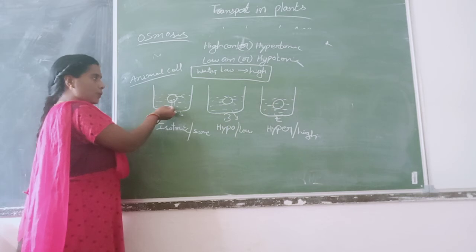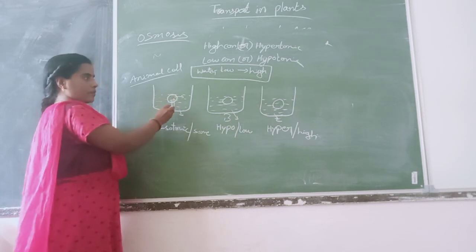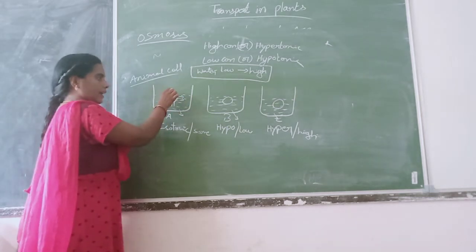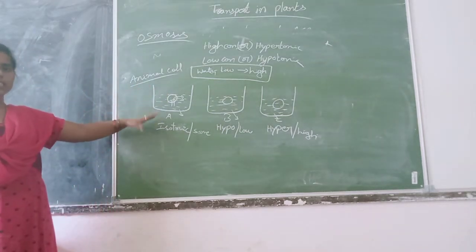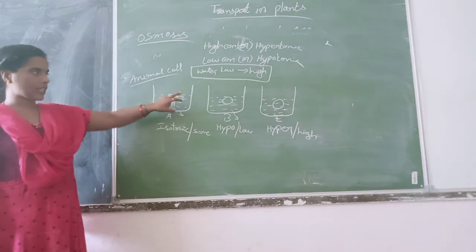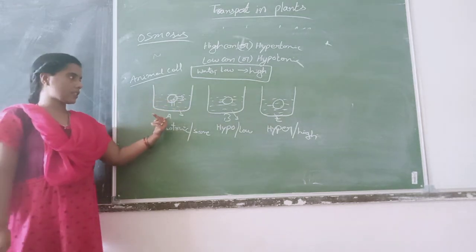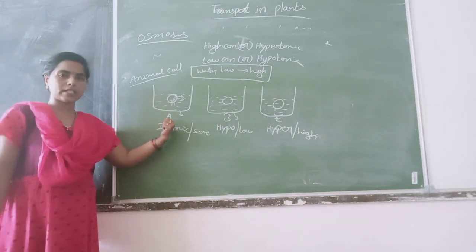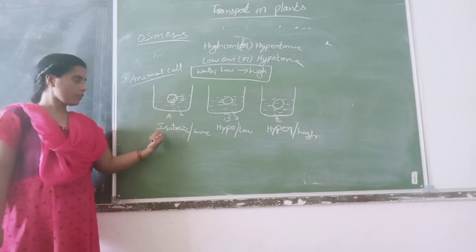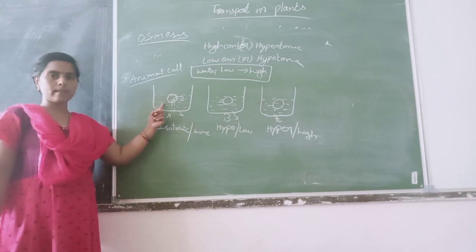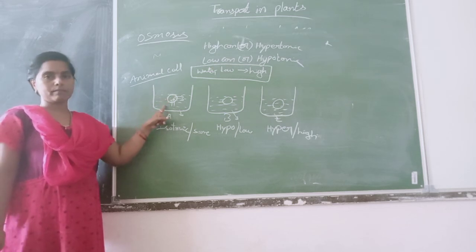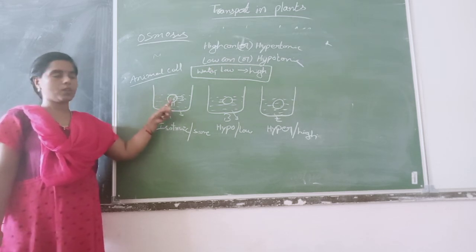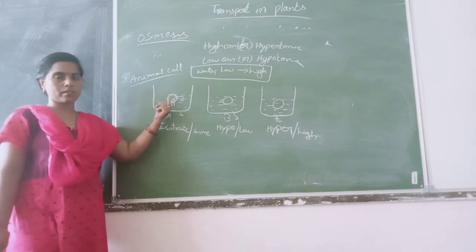Suppose 2 molecules enter. The same number, 2, will again be released into the solution. So no change takes place in this first animal cell which is placed in sample A, because both the concentrations are similar. Concentration gradient is not here. Since there is no concentration difference, no change takes place here.